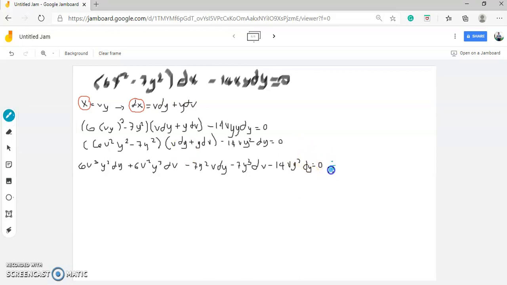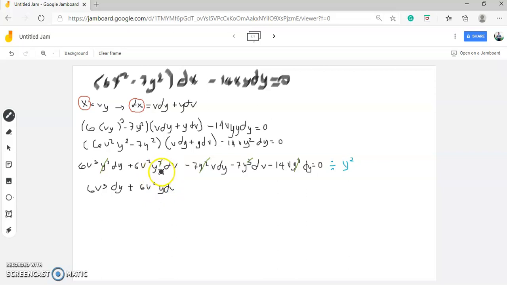So let's divide this one with y squared. Dividing this with y squared will give you 6v cubed, so this will be cancelled. A part of this one, a part of this, and this one. So from there, you will have dy here plus 6v squared y, right?